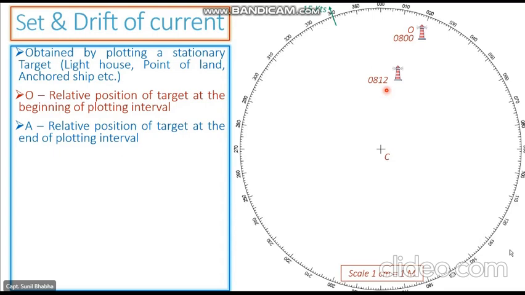No, Peter. I think you did not miss anything. We are having a stationary object in this plot. A stationary object is given. And we have just plotted its range and bearing at 8 o'clock and 12 o'clock. I hope you can see the lighthouses. Yes, sir. Right. So we are trying to find out the set and drift of the current, Peter.